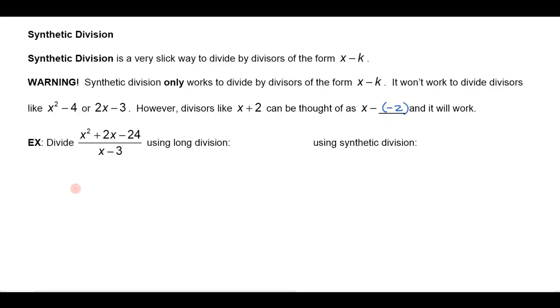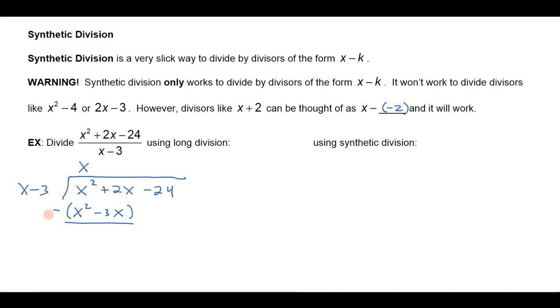Let's first of all divide this using long division that we've already learned how to do. So I'm going to go ahead and divide out x minus 3, and I say x goes into x squared x times, so x times x is x squared, and x times a negative 3 is negative 3x. Then I want to subtract very carefully here, so I put parentheses around that. I get 0 here, 2x minus a minus 3x is 5x, and then bring down the 24.